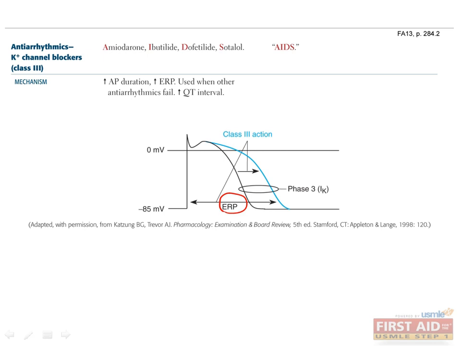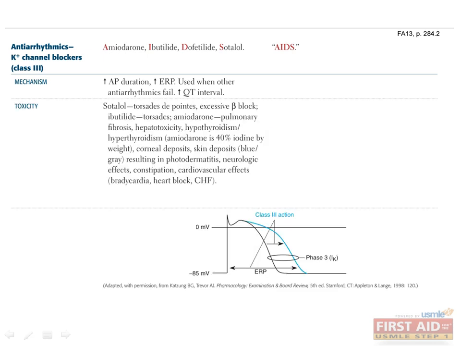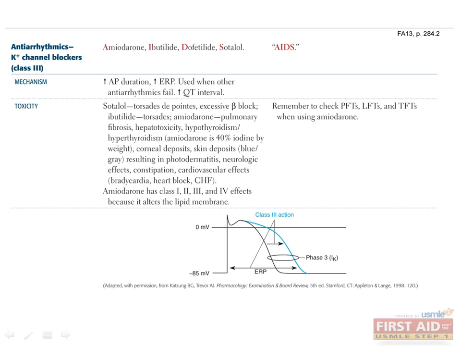Potassium channel blockers are normally used when other antiarrhythmics are unsuccessful. Because of their mechanism of action, there are some important toxicities to keep in mind. First, any drug that prolongs the QT interval can lead to torsades de pointes, including sotalol, ibutilide, and bretylium. Additionally, amiodarone has a number of specific toxicities that are very high yield to know. These toxicities include pulmonary fibrosis, hepatotoxicity, and hypo or hyperthyroidism.